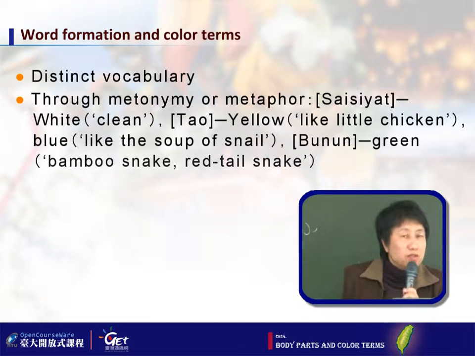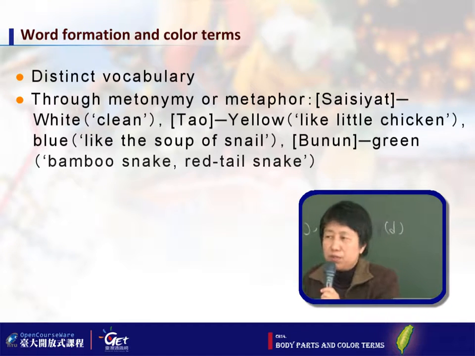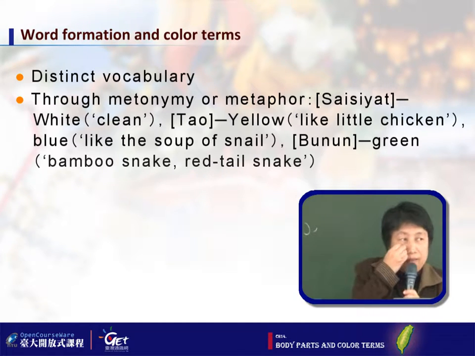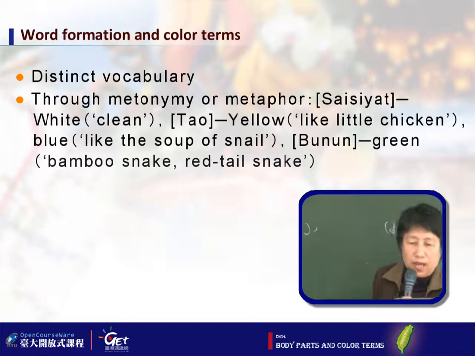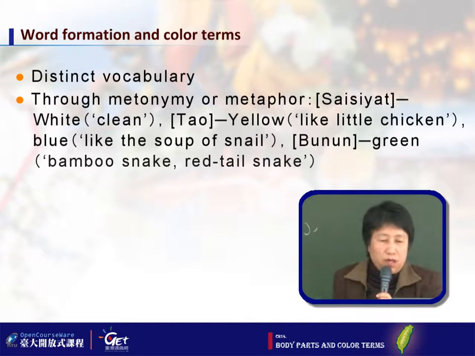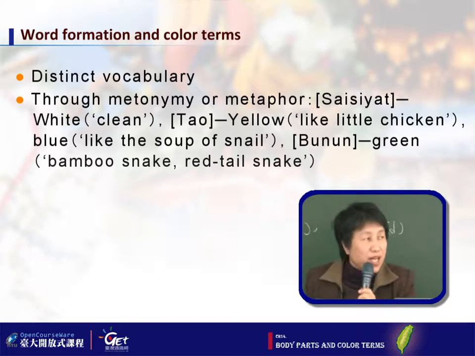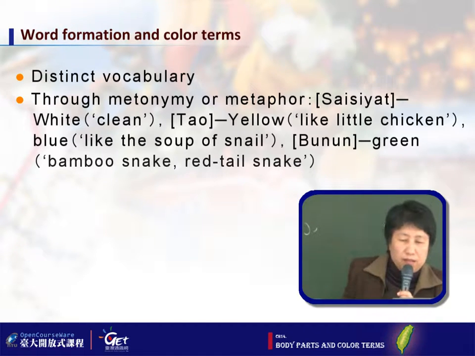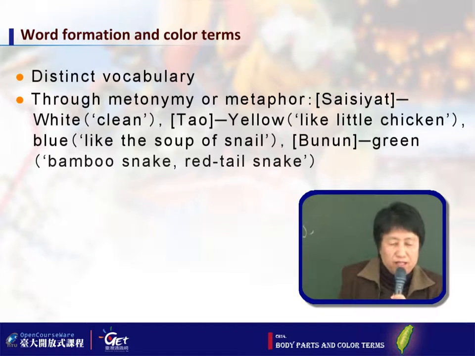Again, like in English too, right? Sometimes you use fruit, peach color, and you can use that then to refer to color. Okay, blue is called like the soup of the snail. It's the ocean color, blue, but in Dao, if you literally translate that color, it actually means the soup of the snail. Okay, don't know why, but that's how it is.